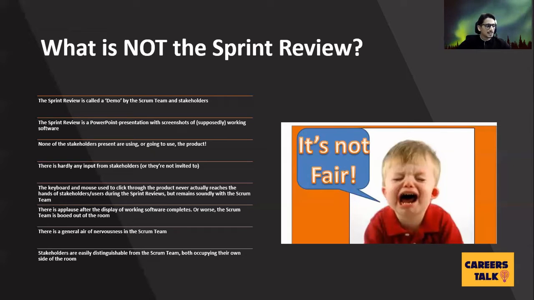And stakeholders are easily distinguishable from the Scrum team, both occupying their own side of the room, right? If we are at offices, they sit in different corners of the room, far away from the Scrum team, and they're separated. Ideally, it should be all of us together as a team. We need to collaborate and sit together at the same table and discuss, as this is our product and this is our end goal, to achieve the product goal after every sprint goal that we achieve, right? So these are a few myths that we thought to bring up to all of you, so that we know what is not a sprint review.